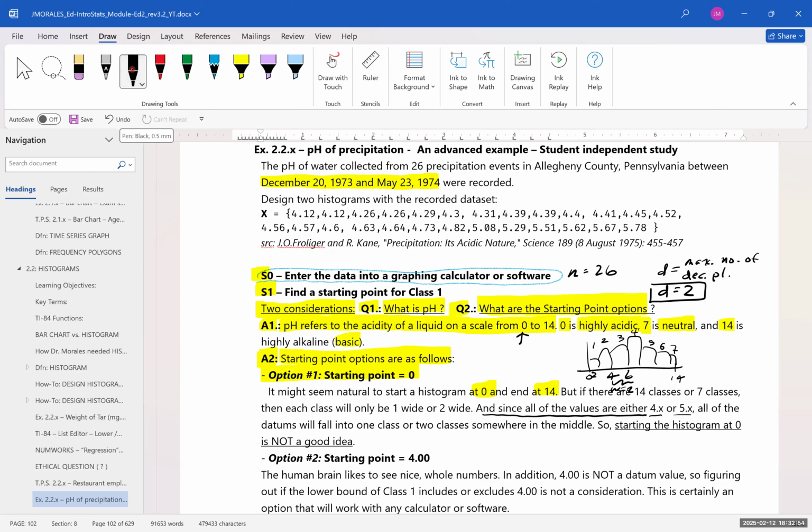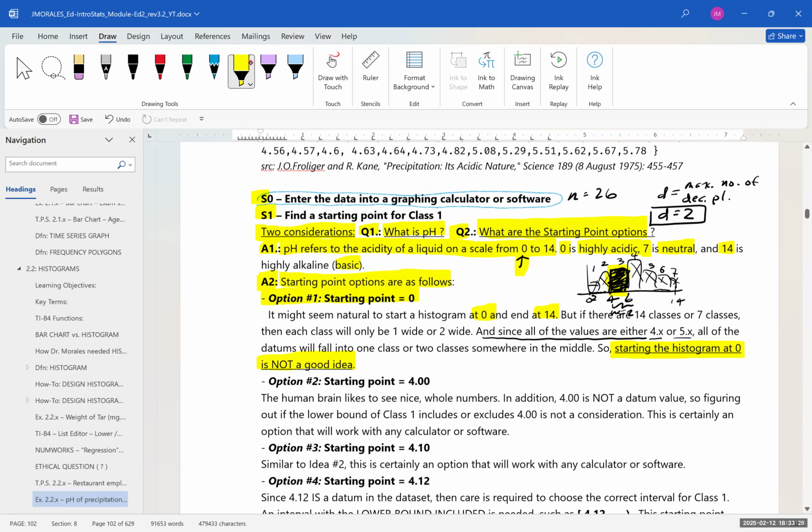Well, all of our data is going to be in this class, and we'll only have 1 bar. The other classes won't even be present. They'll all have frequencies of 0. So we're going to have a histogram of only 1 bar, and so that's not a good idea. Therefore, starting our histogram at 0 is not a good idea. Sometimes, based off of your data, it might be a good idea, but in this case, it's not. Kind of looking ahead and thinking about it, it's not going to be a good idea.